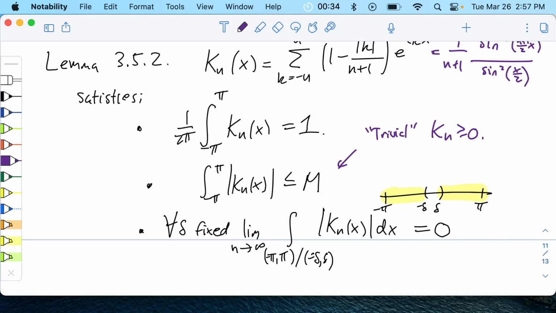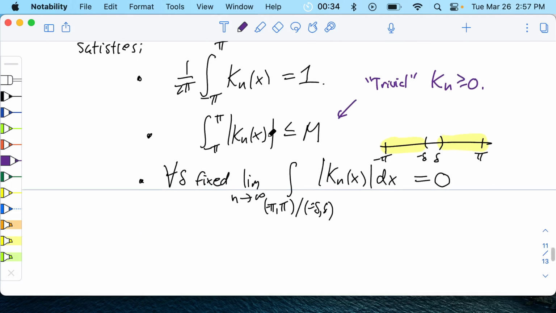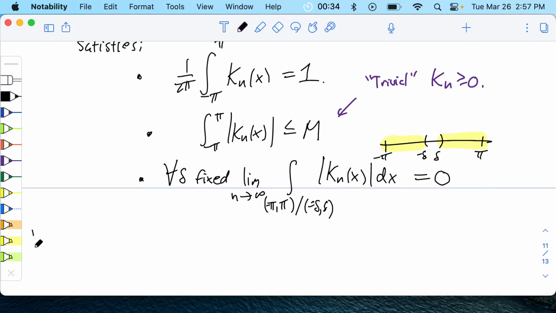So again, you could use our identity and try to do the integral of sine squared, and you would eventually get it. But it's actually even simpler than that. So here's the proof. Let's give these names 1, 2, and 3. And the proof of 1.